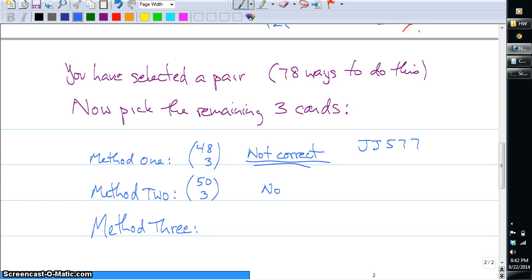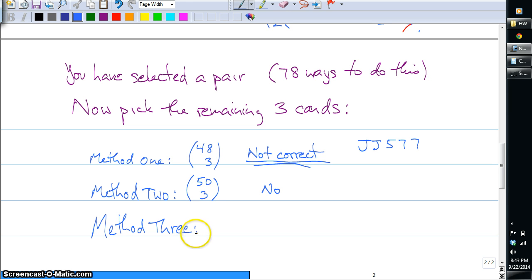So continuing where we left off, we've selected a pair from the deck. There's 78 ways we can do that. Now we're trying to count the number of ways we could pick 3 additional cards from the deck that do not match one another in rank and also do not match the rank of the pair that we drew. We've talked about 2 possible solutions, neither of which is correct, both of which because they don't take into account avoiding duplicates of the ranks of other cards in the hand.